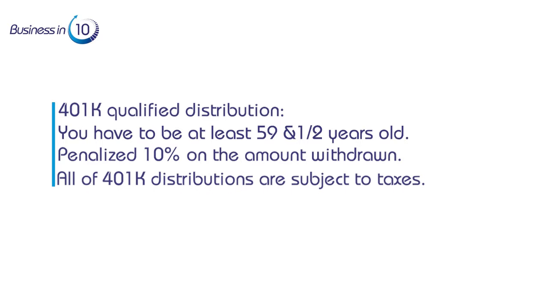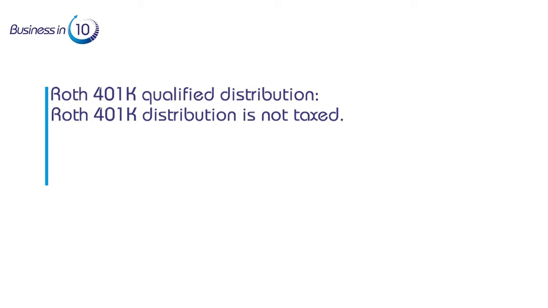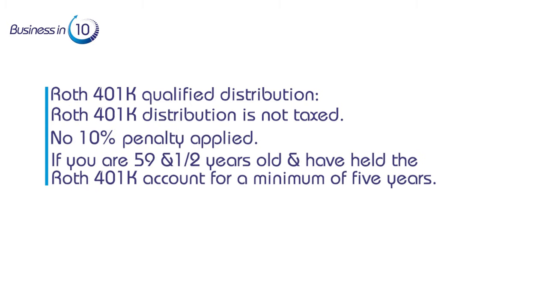All 401k distributions are subject to taxes at your current income tax rate, regardless of when you withdraw the money. Roth 401k distribution is non-taxable because the money you contributed was after-tax money, so you will not have to pay taxes on your Roth 401k distributions. And there would be no 10% penalty applied as long as you are 59 and a half years old and have held the Roth 401k account for a minimum of 5 years.